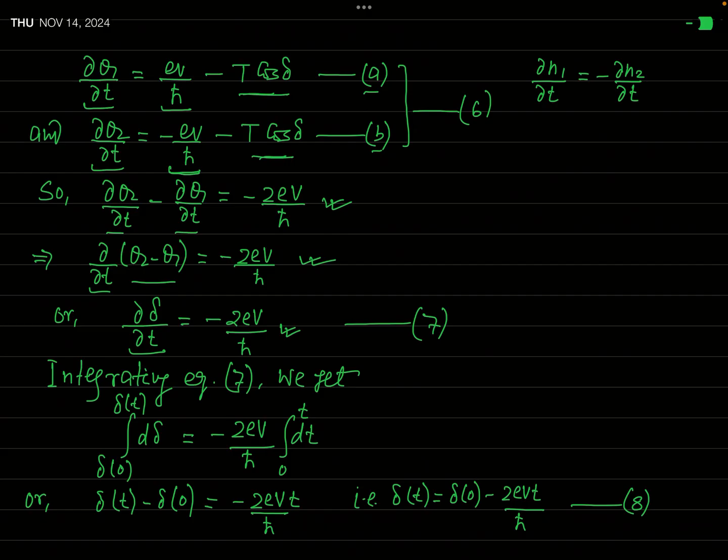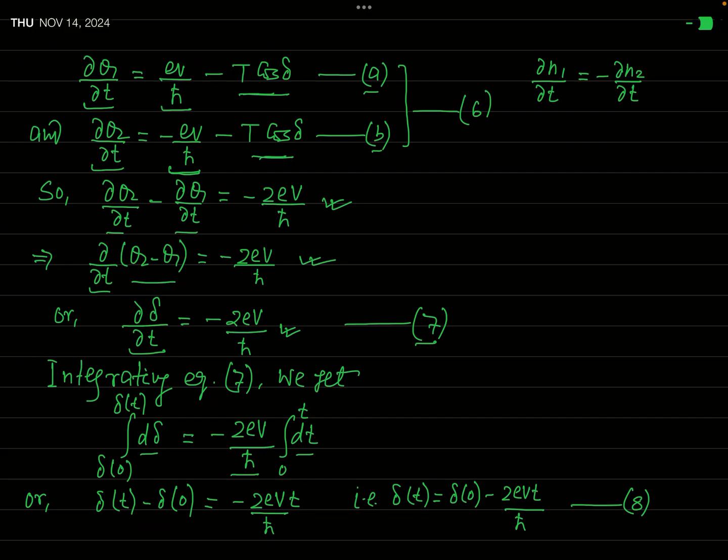Now actually we will see, by integrating this equation 7, that with a DC voltage across the junction, the relative phase of the probability amplitude varies. Okay. So let us integrate this equation 7. The integral of d delta equals minus 2eV over h bar times the integral of dt between t equal to 0 and t equal to t.